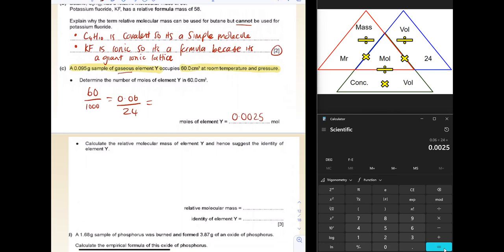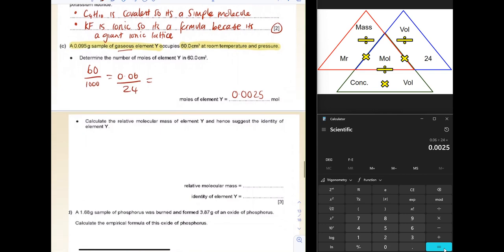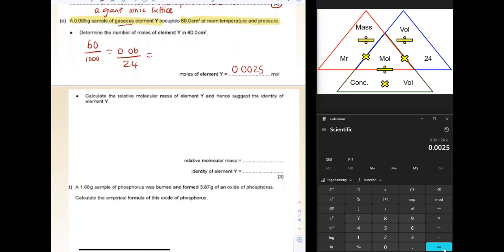It then asks us to calculate the relative molecular mass of element Y and then suggest the identity of element Y. Well, if we need to now calculate the relative molecular mass, we've got the moles and it's given us the mass up here. So all we do is mass divided by the number of moles. So we've got 0.095 and we must divide that by 0.0025. What does that give us? Let's see. That gives us a molecular mass of 38.